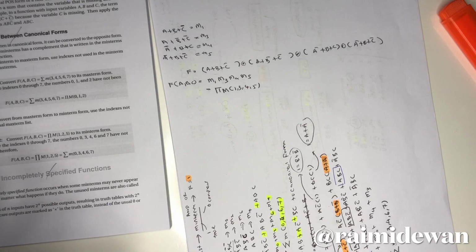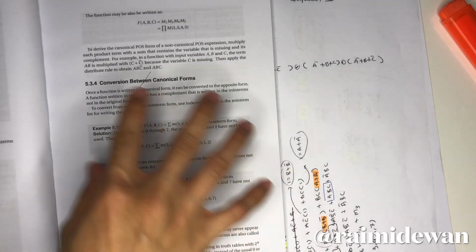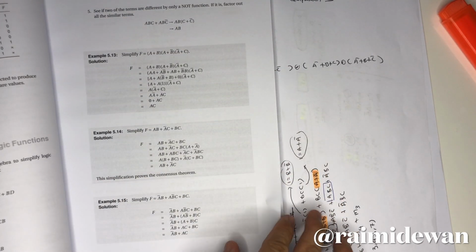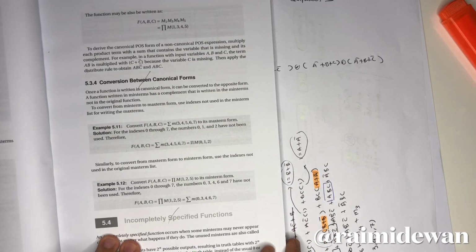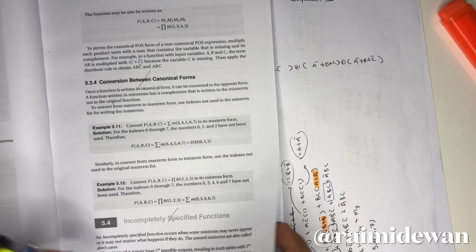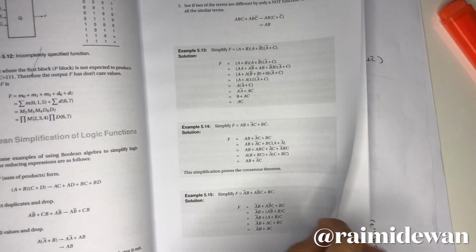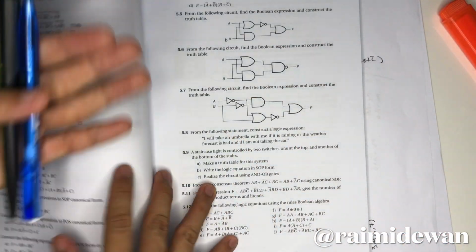And this one, the conversion between canonical forms, I will cover in a different lecture. This is about the don't care condition. So you guys can start doing the exercise on your own effort in group. Okay, you guys can submit.